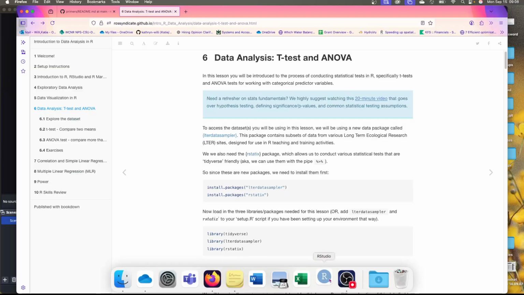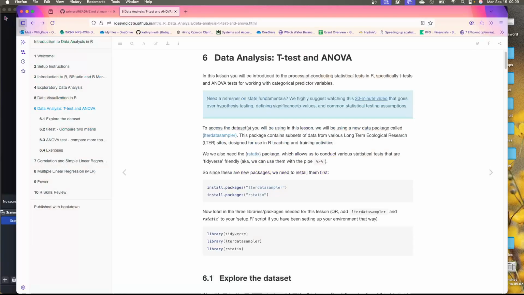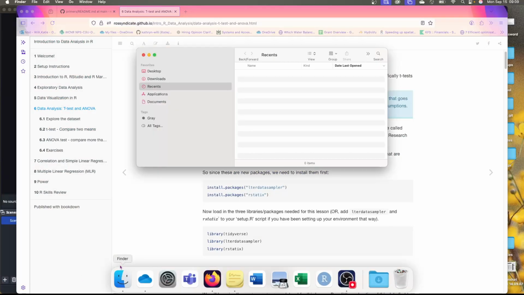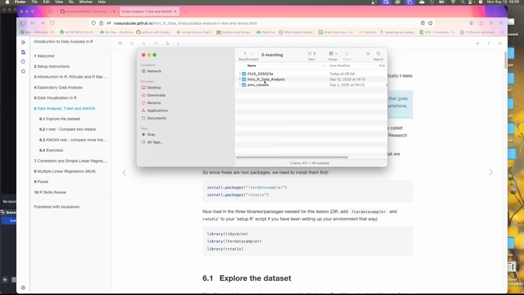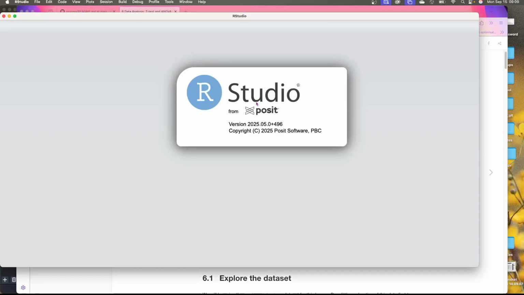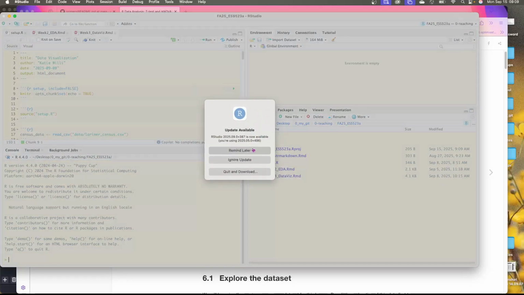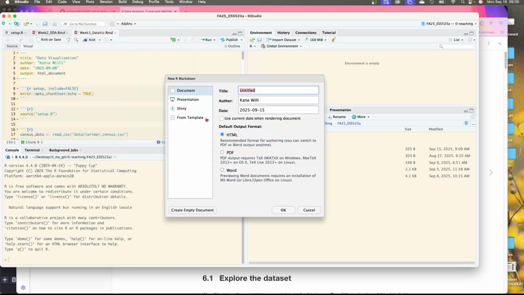So I'm going to do a bit of an experiment here. I'm going to open up my R projects for this class. And I'm going to start a new R Markdown, and I'm going to call it t-test and ANOVA. Name it whatever you'd like. You also don't have to follow along, but if you would like to.